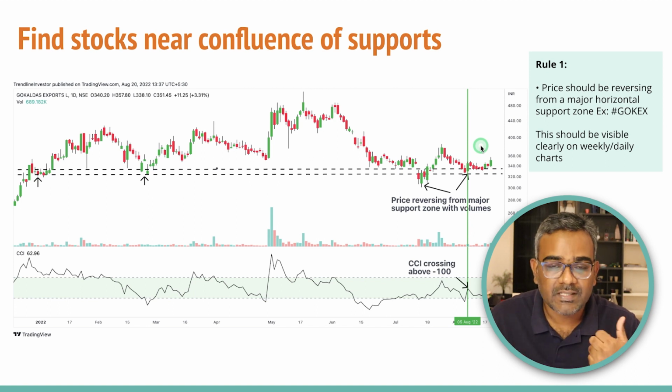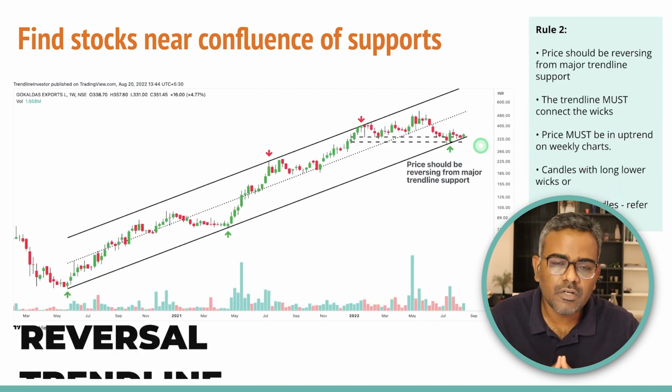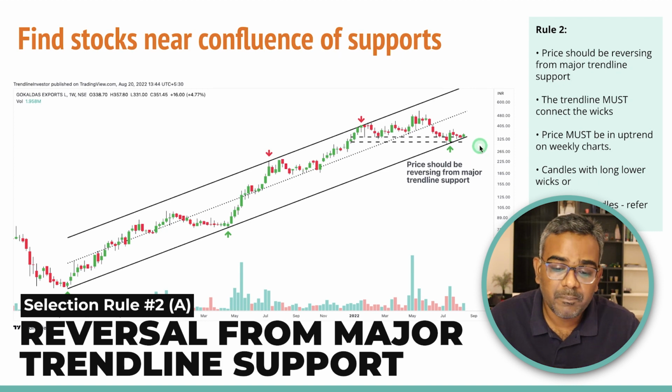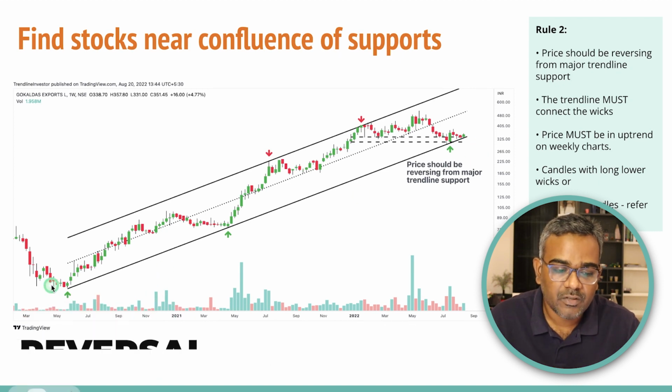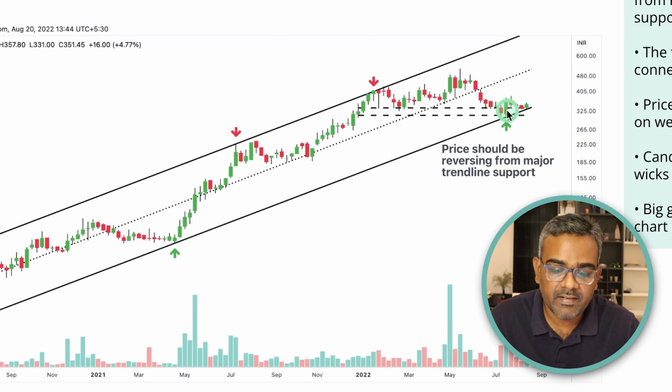Now, the second rule is the stock should be reversing from a major trendline support. In this case, Gokuldas Exports is reversing from a major primary trendline support over here. Already, we had a very strong green candle here on the support, and now again we are having a green candle here, and that confirms that the stock is reversing from a major trendline support. Now remember, this is the horizontal support and this is a major trendline support.